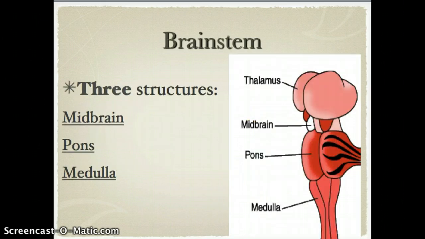So there's three parts to it. You can see there's the midbrain here, the pons, and the medulla. That's all we're going to talk about on the brainstem.